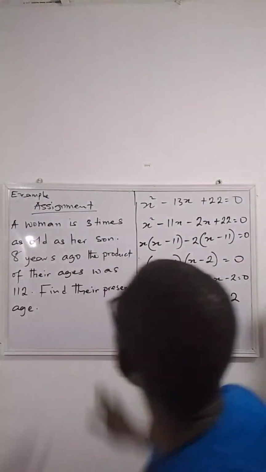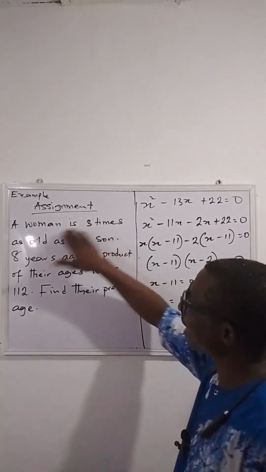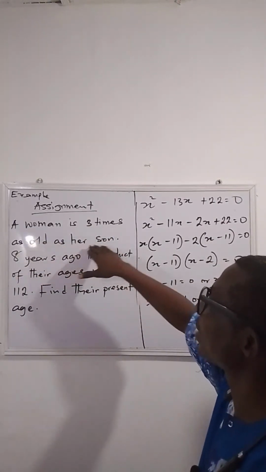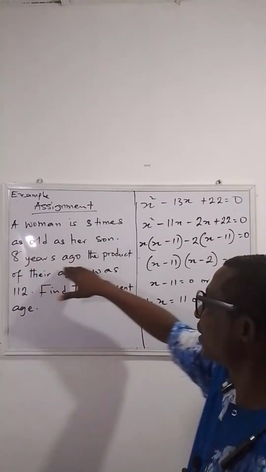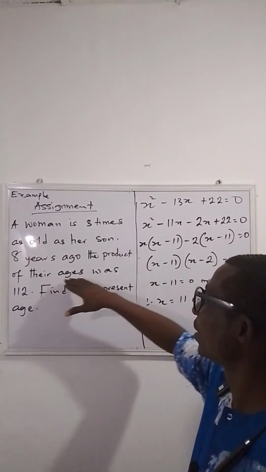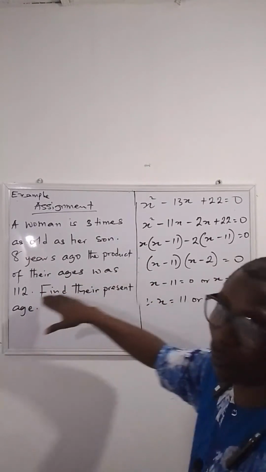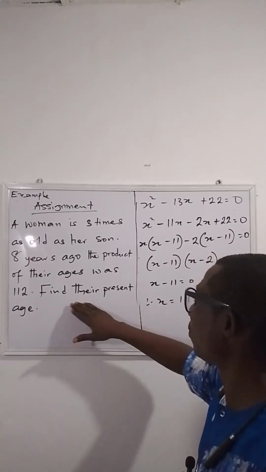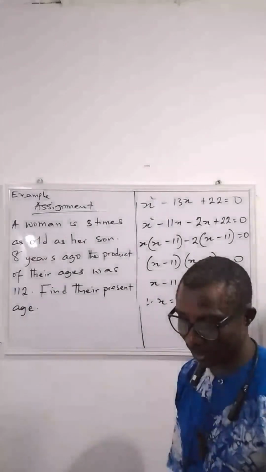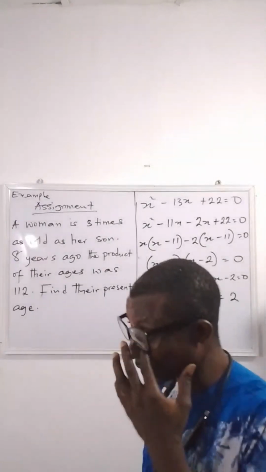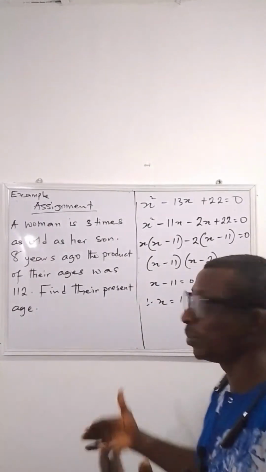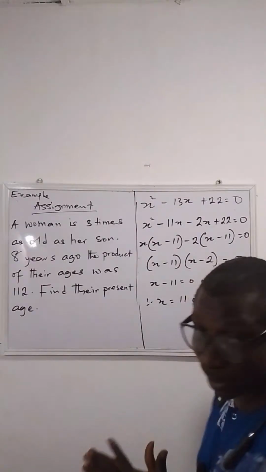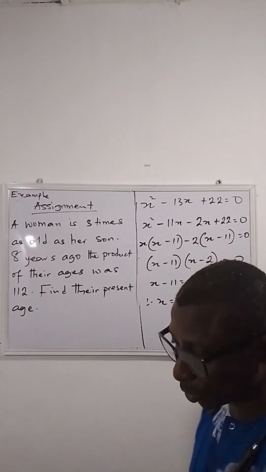Now, let's look at it. A woman is 3 times as old as her son. 8 years ago, the product of their ages was 122. Now, find their present age. Okay, so that is the question. So you have to sit down and read in between lines to be able to answer this question. It's a very simple question, but also technical.